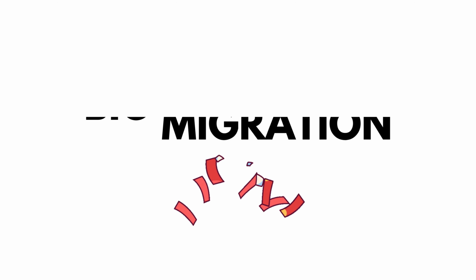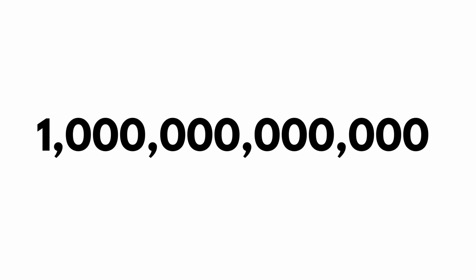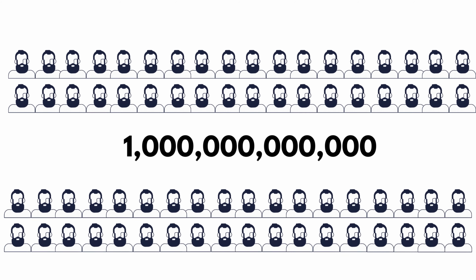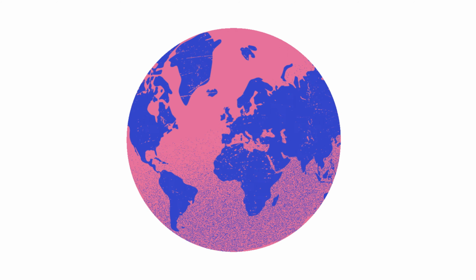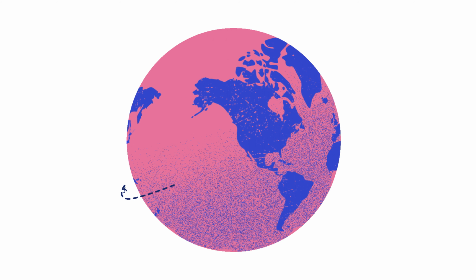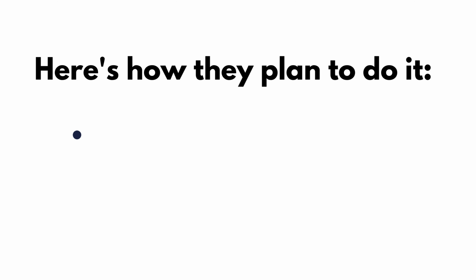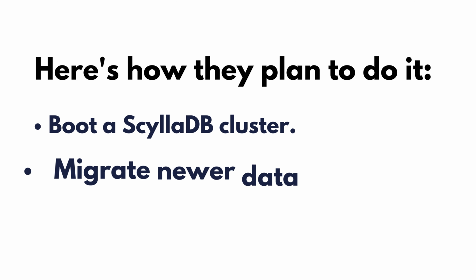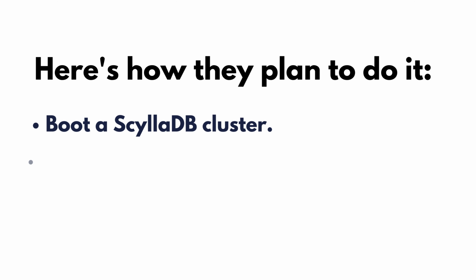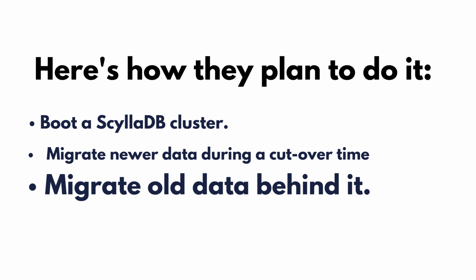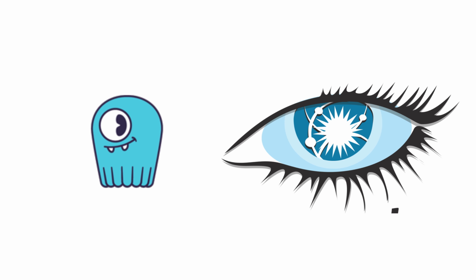The last step is the big migration. They need to move trillions of messages while 140 million users are actively using the platform. It's like relocating the entire population of India to an island without anyone noticing. Here is how they plan to do it. Boot a Scylla DB cluster, migrate new data during a cutover time, migrate the old data behind it. Now all the data is added to both Cassandra and Scylla DB. However, it will take them 3 months to complete the migration.